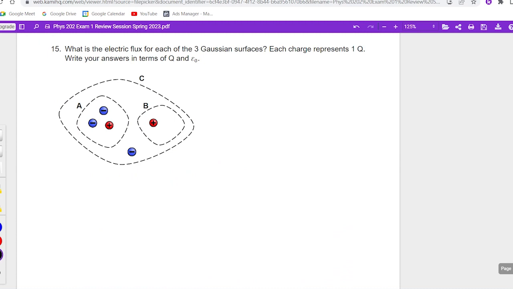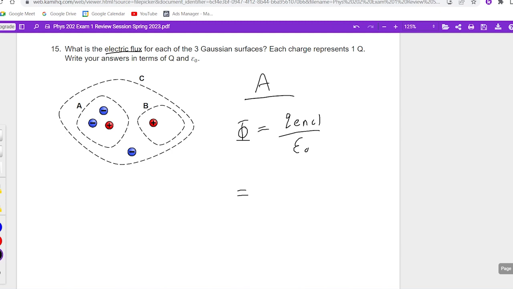Number 15. What is the electric flux for each of the three Gaussian surfaces? Each charge represents one Q. Write your answer in terms of Q and epsilon naught. So let's start with A. All I'm going to say is we want to solve for electric flux. That's the Greek letter phi here. And that's going to equal charge enclosed over epsilon naught.